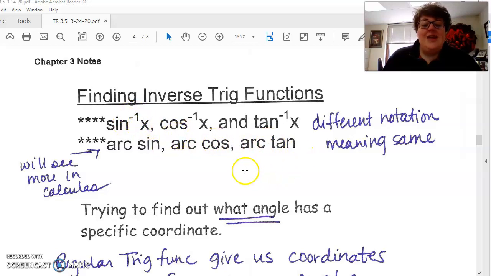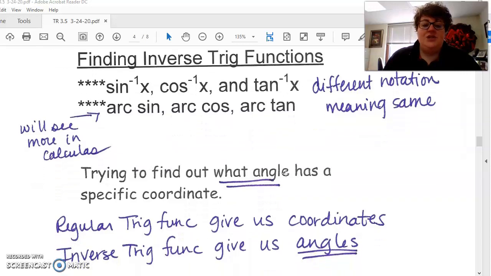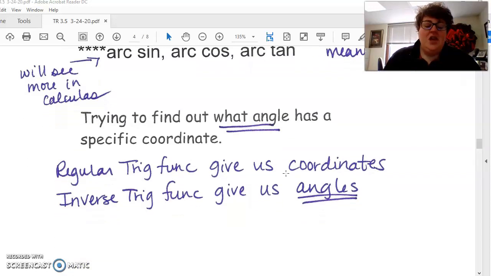Okay, now you can do these in your calculator, but the problem is your calculator will only give you the restricted domain, and for the next section we have to have every spot, not just the restricted domain. So make sure that you're doing these by hand. So basically, to find an inverse, you're trying to find out at what angle.